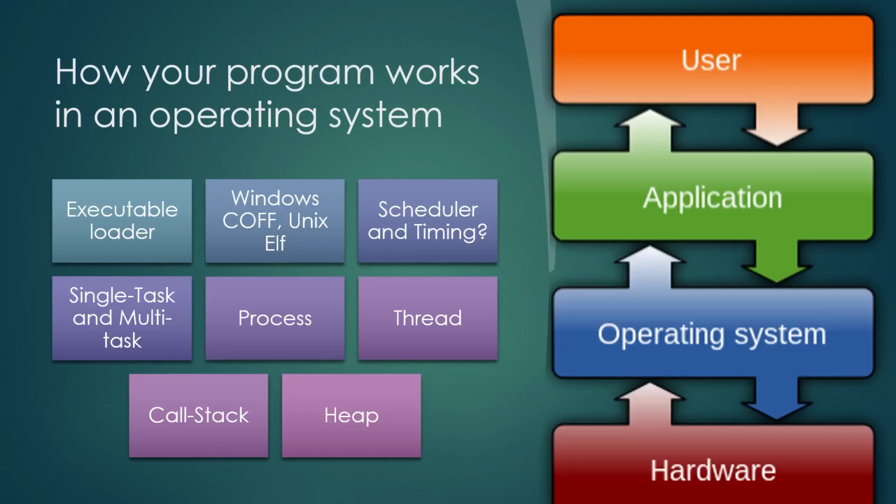Now, how your program works in an operating system. When you compile your program in Windows, the output file will be an exe file or a DLL file. These types of files are called executable files. For example, they call their format in Windows Common Object File Format, or in short, COFF, and in Linux or FreeBSD they call it Executable and Linkable Format, or in short, ELF.